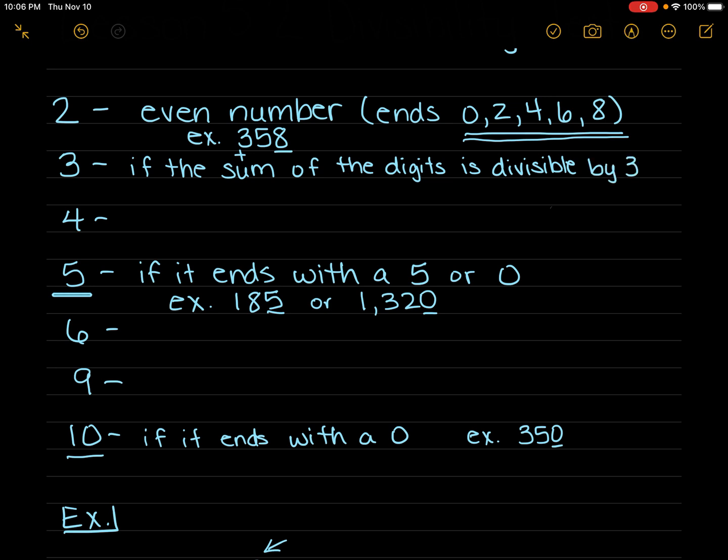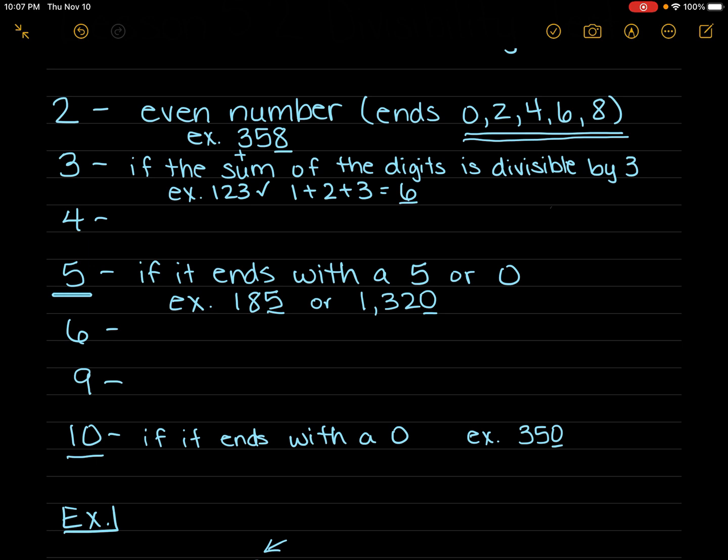Okay, so if the sum, so we're going to add the digits together and we're going to see if that's divisible by 3. So for example, if I have 123, I'm going to take 1 plus 2 plus 3. Those are the digits. And I'm going to add them together. That makes 6. And now you say, is 6 divisible by 3? Yes. Then that means 123 is divisible by 3.